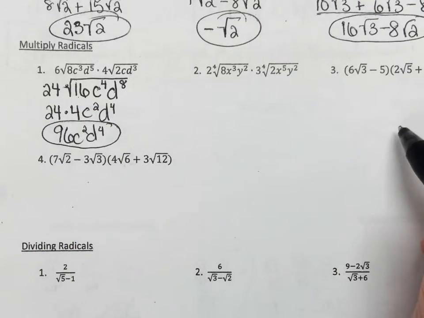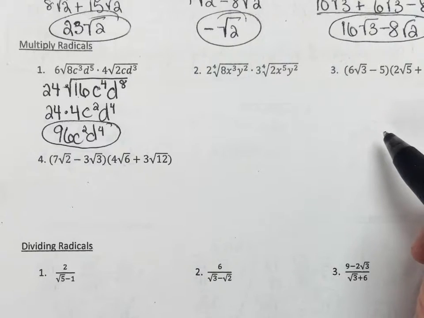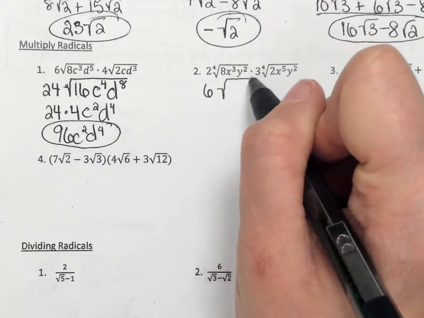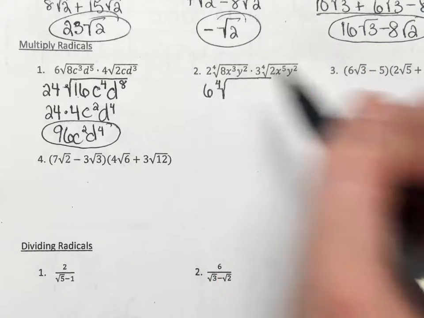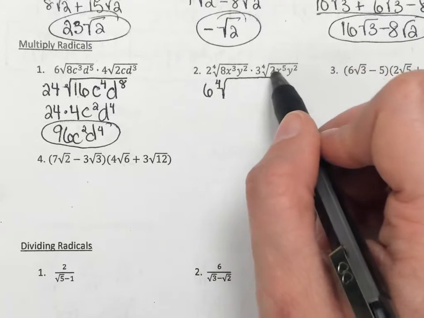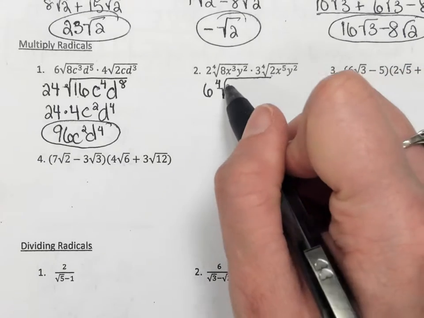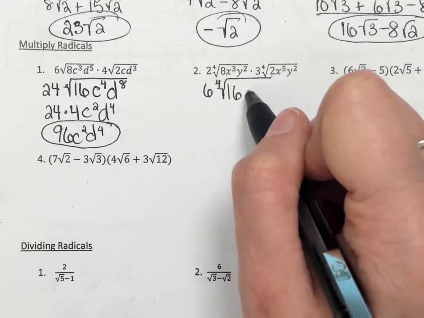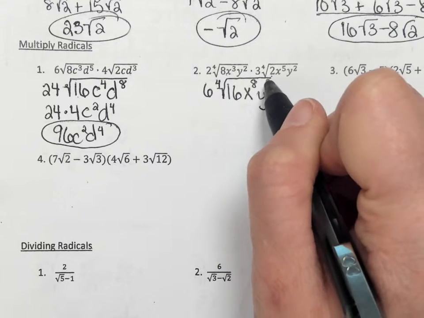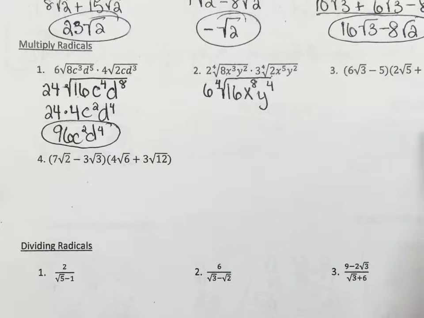All right, number 2, here we go. What do you notice that I can do first? Multiply 2 times 3. Oh my goodness, those have 4th roots. You better make sure you put the 4th root. Because I promise you, if you don't, when you get to the end, you're going to be wanting to take the square root instead of the 4th root. All right, and then I can do 8 times 2 because they're inside. That gives me 16. Then I got x to what power? The 8. And then I got y to what power? The 4th.